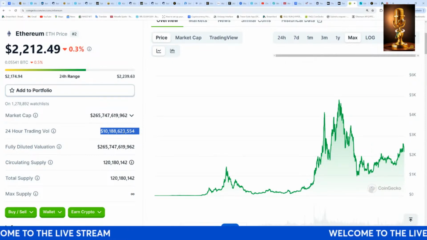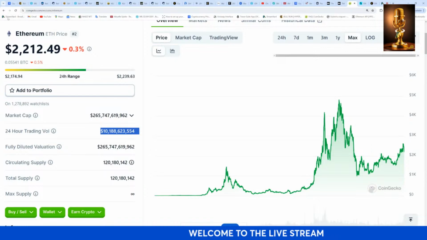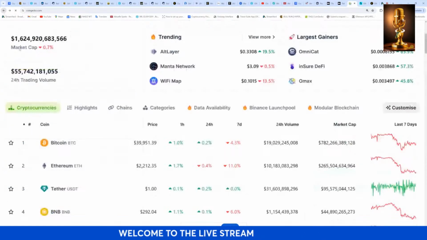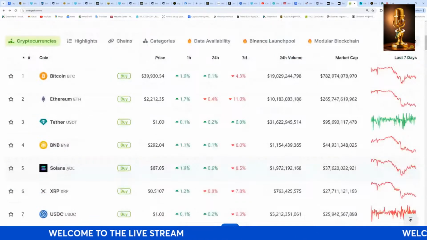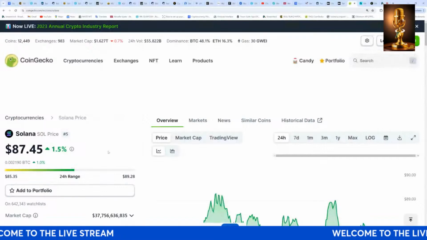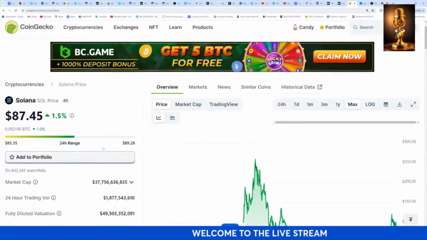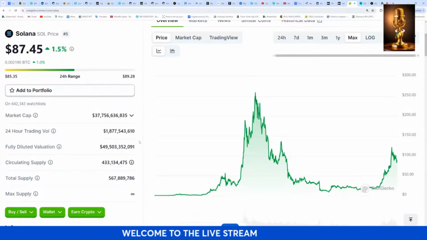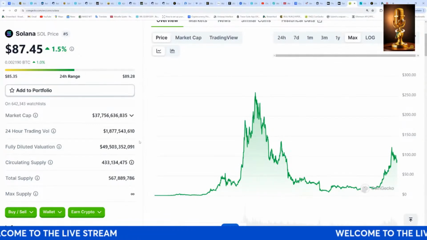Now, the cause, we're going to the third token now. And this is the real reason why Ethereum has been not being used as much. What is Solana? Solana is basically a cheaper and much faster version of Ethereum.